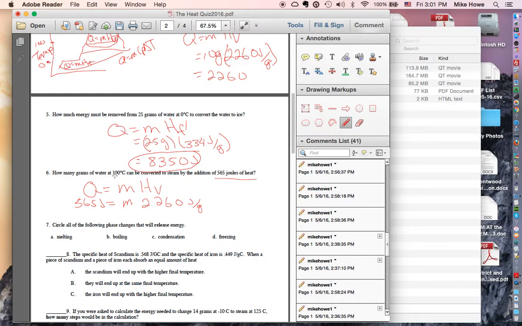Notice that we do not use the 100. It's only there to tell us that we're at the boiling point. Now to solve for m, divide both sides by what? 2260. So 565 divided by 2260 looks like 0.25 grams. So m equals 0.25 grams. Not very much.